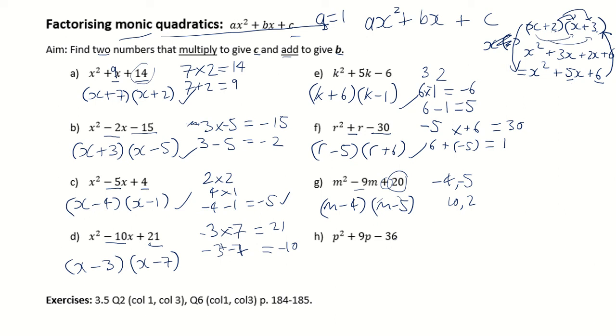And the last example I wanted to do, so negative 36. So 6 and 6 gives us 36, but 6 plus 6, or 6 take 6, doesn't give us 9. What else? 36. We could have 9 and 4. 9 times 4 is 36, but 9 take 4 is 5, so that doesn't work. 12 and 3. 12 and 3 is 36. And we need 9, so 12 take 3 is equal to 9. So two numbers that multiply to give us negative 36 would be 12 and negative 3. And two numbers that add up to give us 9, it would be 12 and negative 3. So it'll be p plus 12 and p subtract 3.